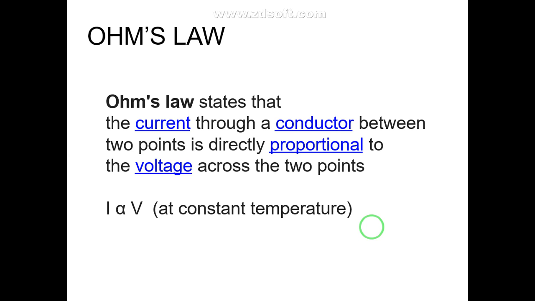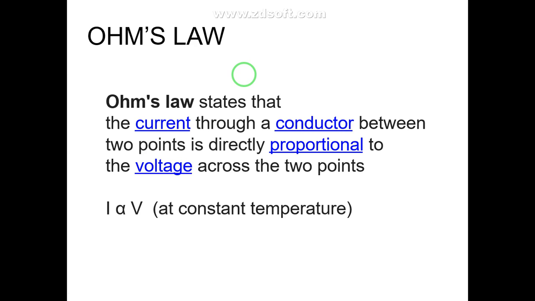What is Ohm's law? Ohm's law states that the current through a conductor between 2 points is directly proportional to the voltage across the 2 points. That means simply I can say that the current in a conductor is directly proportional to the voltage. That means I is directly proportional to V at constant temperature.